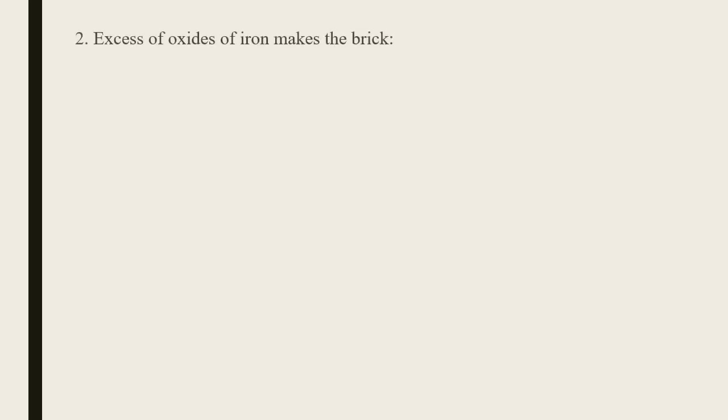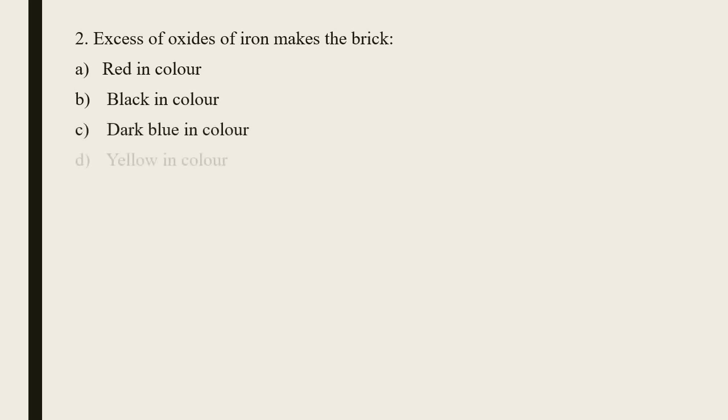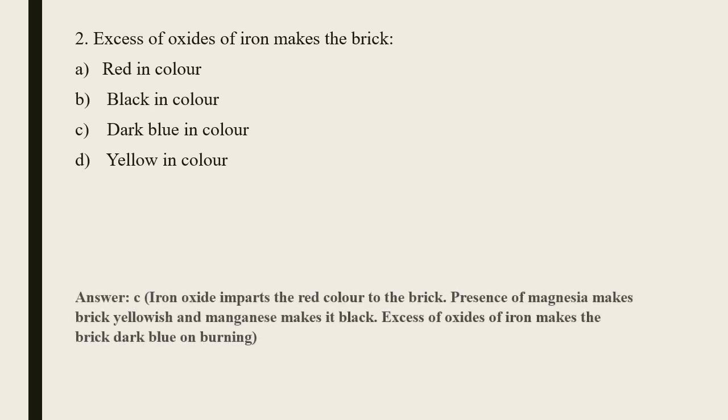Excess of oxides of iron makes the brick: A. Red in color, B. Black in color, C. Dark blue in color, D. Yellow in color. Answer is option C. Iron oxide imparts the red color to the brick. Presence of magnesia makes brick yellowish and manganese makes it black. Excess of oxides of iron makes the brick dark blue on burning.